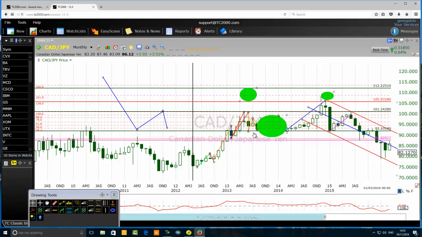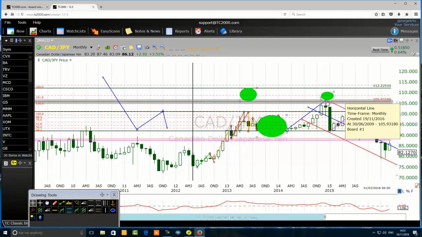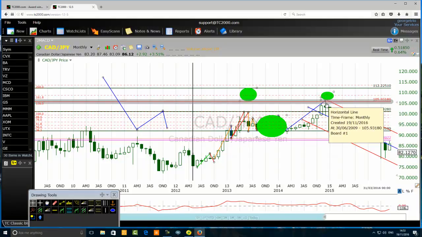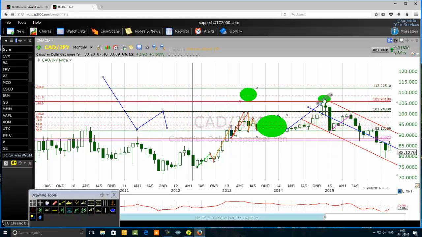So our flat correction, 1, 2, 3, 4, 5 wave right here. You can see that the expanded flat correction has stopped at the 138.2% Fibonacci extension level of the fifth wave. It doesn't mean that that's where exactly it should stop, but that's the key level that we are watching. And in most cases, the expanded flat correction will stop at the 138.2% level.